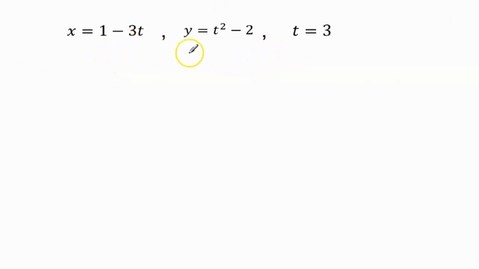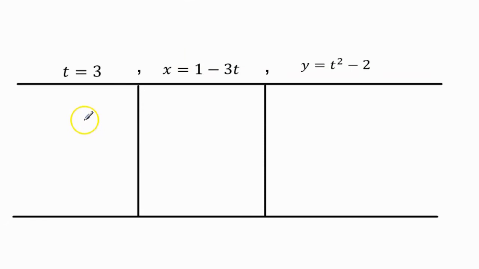So here's one for you to try. See if you can come up with the coordinate here. Pause it and see what would happen. Alright, so if we're going to work this out, we're going to substitute 3 for our t value. And remember, that means that we're going to replace the t in both equations with 3 in this case.